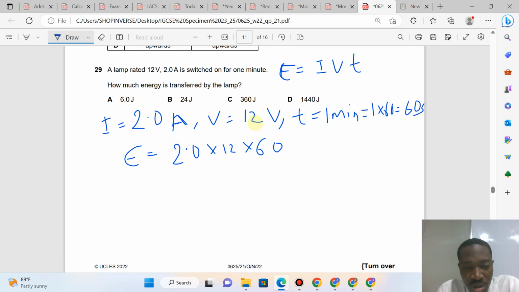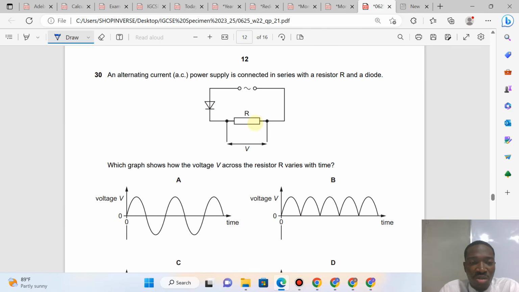So I'll multiply 60 times 2 times 12, for 1 minute. 60 times 2 is 120. 120 times 12 is 1440. Option D. That is the correct answer to question 29.